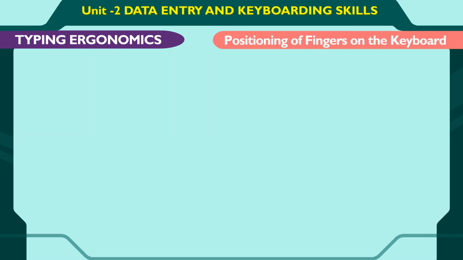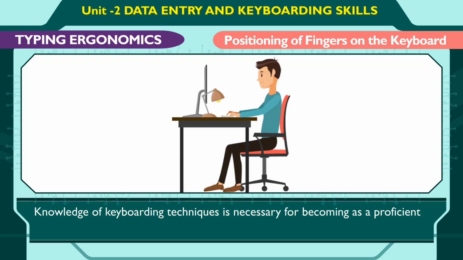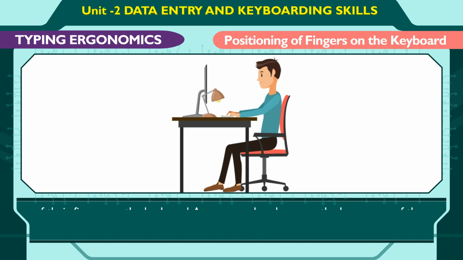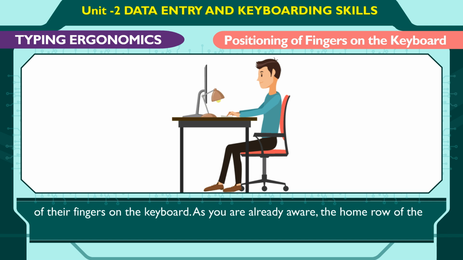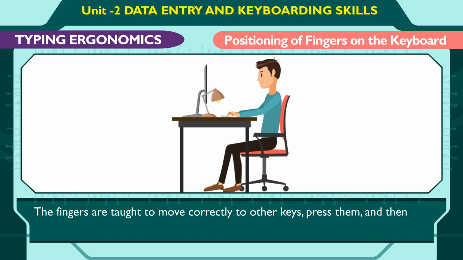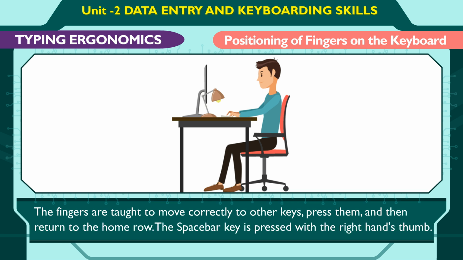Positioning of fingers on the keyboard. Knowledge of keyboarding techniques is necessary for becoming a proficient typist. To master typing, one must be aware of the proper placement of their fingers on the keyboard. As you are already aware, the home row of the keyboard is where both hands' 8 fingers are put to operate the keyboard. The fingers are taught to move correctly to other keys, press them and then return to the home row. The spacebar key is pressed with the right hand's thumb.